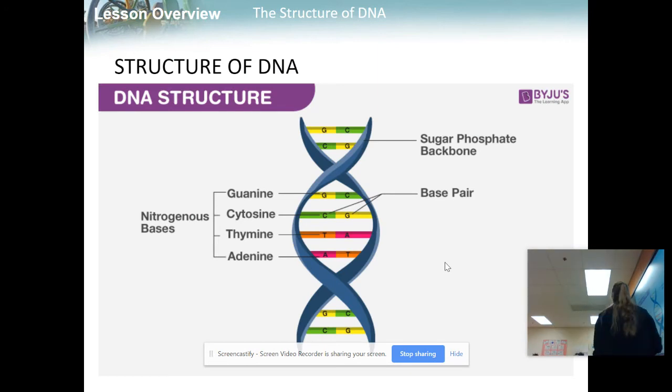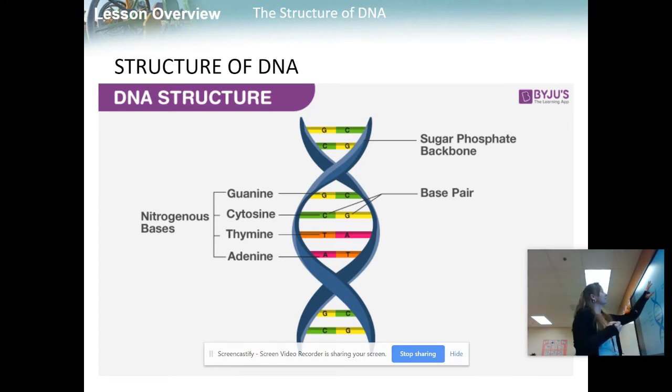So with the DNA structure, there's some words that you need to be aware of. You need to know what nitrogenous bases are, sugar phosphate backbone, and base pairing. All right, so what this means, so you have these two twists, right? It looks like a ladder that someone has just twisted, okay? That's the double helix. So helix just means twist. So double helix means there's two twists.